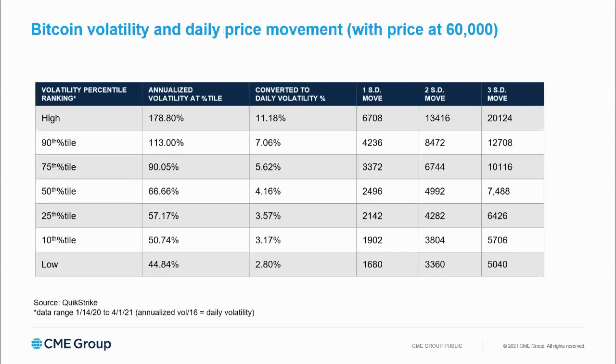If you take a look at that Bitcoin volatility and the daily price movement, and you rank that volatility, at the 50th percentile, when volatility has an annualized rate of around 66%, one standard deviation move is almost 2,500 points. If it's $5 a point, that means it's a 50 tick move. So at the 50th percentile, the options pricing is pricing in a one standard deviation move of almost 2,500 points, which is 50 ticks. That's a pretty volatile market.